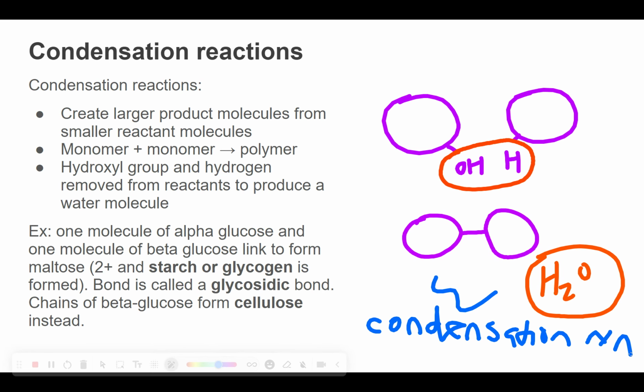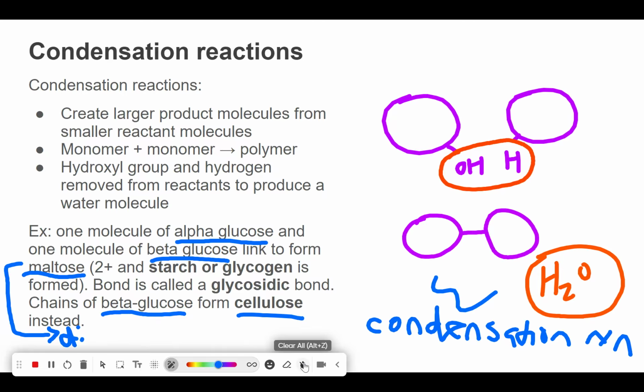And so, for example, you could have a molecule of alpha glucose and a molecule of beta glucose, so two different isomers of glucose. We'll talk about that a little bit more in a future point of information. Linking together to form maltose, which is a disaccharide. You don't need to know so much about the difference between disaccharides and polysaccharides, but remember that the prefix di means two. So this means two monosaccharides linked together. The bond that links them together is called a glycosidic bond, and chains of only beta glucose would form cellulose instead. We'll talk about all that in another point of information.